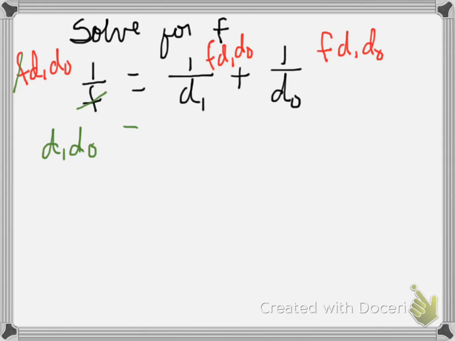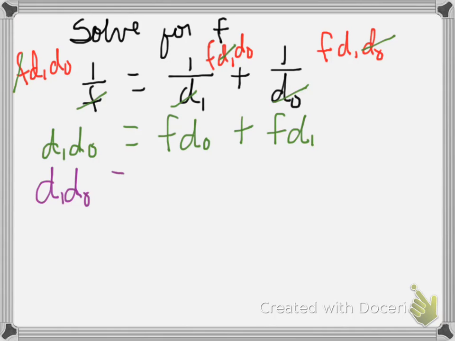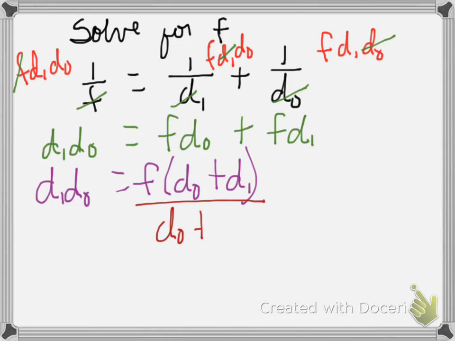The very first one, the f's go away. The first term on the right side of the equal sign, the d sub 1's go away. And the second term, the d sub o's go away. Now, if you notice, there's an f common to the terms on the right side of the equal sign, so I'm going to factor out an f. And my goal is to get f by itself, so I have to divide both sides by that whole parentheses.